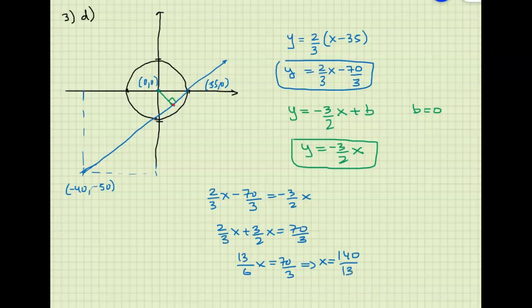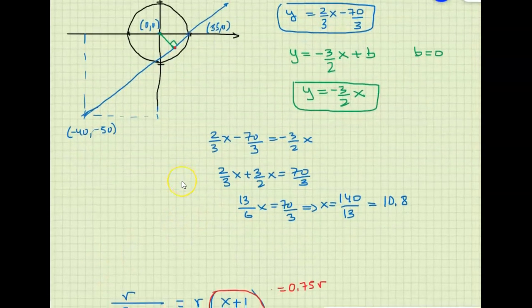Let me just check that. Is that right? Let's see, 2/3 plus 3/2. Yeah, that's right, and then this one times 70 divided by 3. So this is approximately 10.8. So that's the x value.